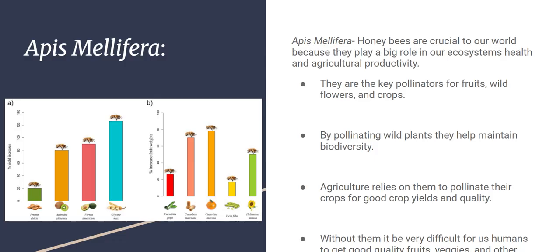Here we have a diagram of different products, fruits and veggies, and how much of an impact the honeybees have on them. You can see the colors and how tall the bars are, and that's how it tells you how much it impacts them.